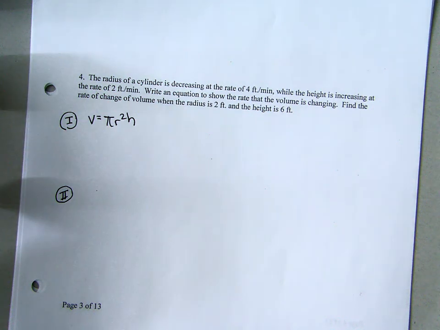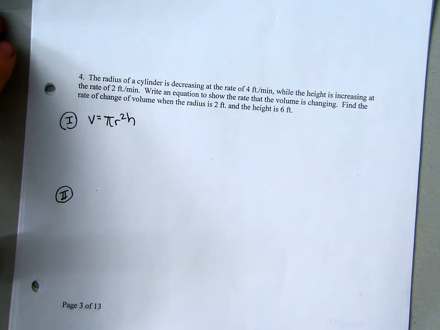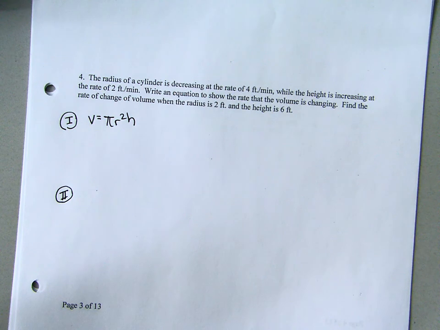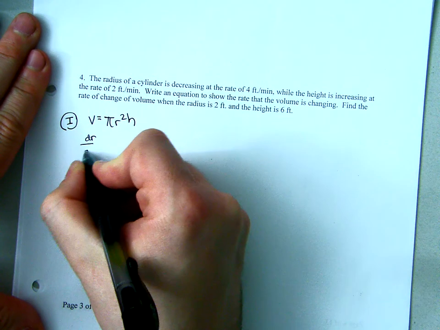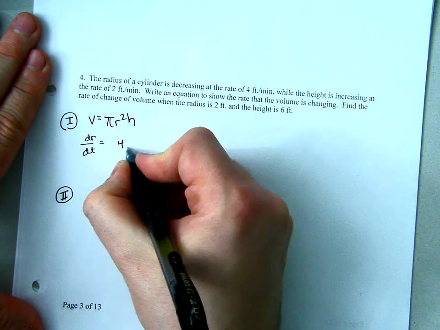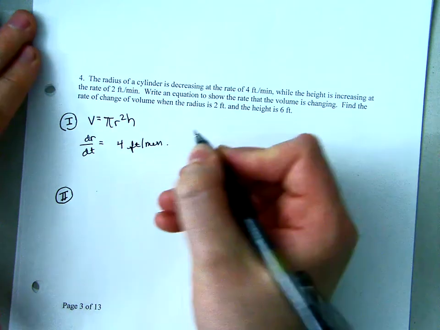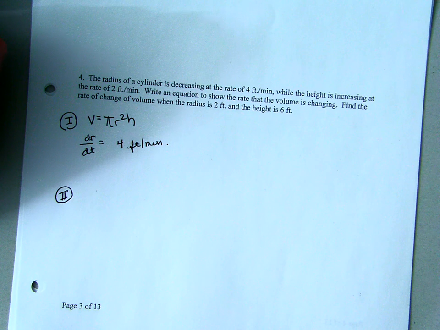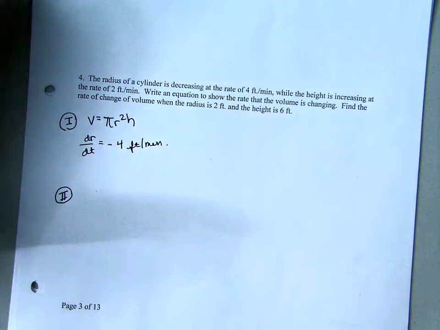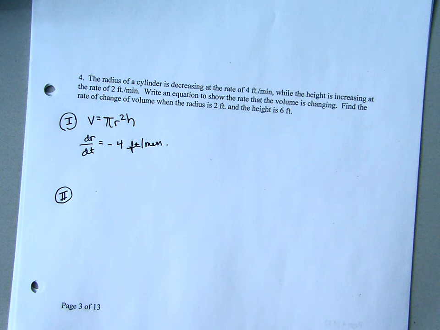Nathan, what's one of the rates that we have? 4 feet per minute. Okay, so what's that going to be? Is that going to be a dH dt, dR dt, dV dt? dR dt. We're told that the radius is decreasing at that rate, so I'm going to say dR dt equals 4 feet per minute. Now, when you just gave that answer, you added another word to that. What other word did you say about the radius? Decreasing. How would I show this? We're going to make it negative. If a rate is positive, it means that thing is increasing. If a rate is negative, that means that thing is decreasing.